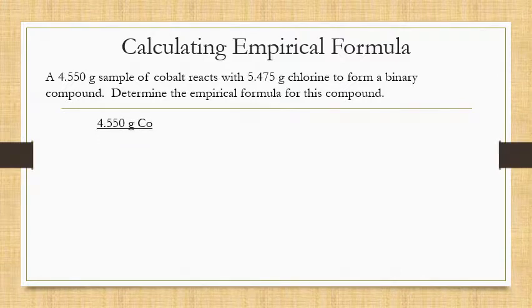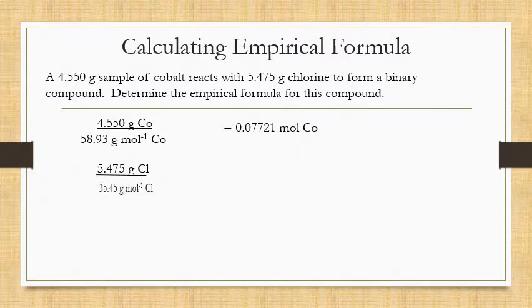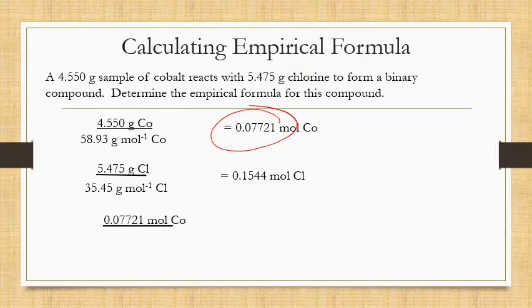So you've got 4.55 grams of cobalt divided by its atomic mass to give 0.07721 moles of cobalt, and 5.475 grams of chlorine divided by its atomic mass to give 0.1544 moles of Cl. So the ratio will be found by dividing by the smallest number, which of course is 0.07721. Divide both by that, so we have 1 for cobalt and 2 for chlorine. So the formula is cobalt chloride, CoCl2.